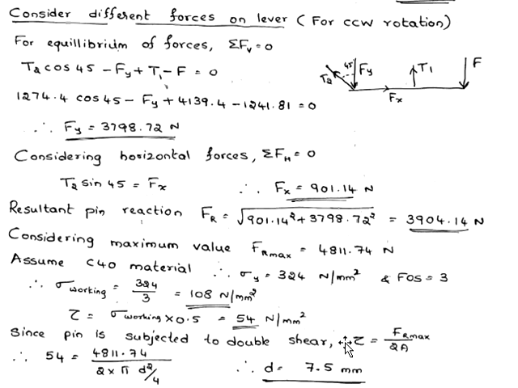Here tau value is 54. This is by assuming C40 as pin material. So tau is 54. F max, maximum among by considering clockwise and counterclockwise. So I am having F max also. A is unknown. A is given by pi d square by 4, where diameter is unknown. So you will get diameter of pin as 7.5 mm. You can round it off to 8 mm.